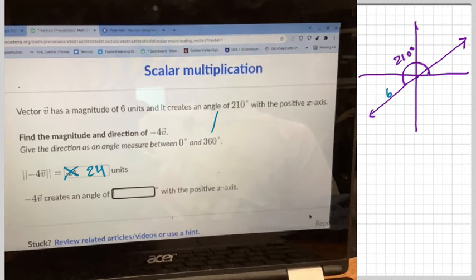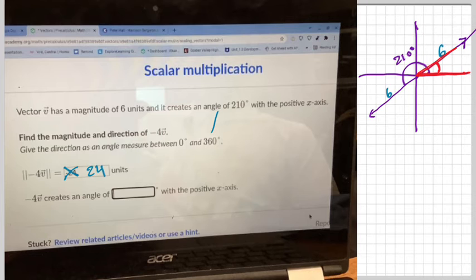It would still be 4 sixes. I mean, I don't have any more space to draw more, but this would be it. And it says, it creates the angle of what with the positive x-axis? So here's my positive x-axis right here. Here's my vector. What is this angle?